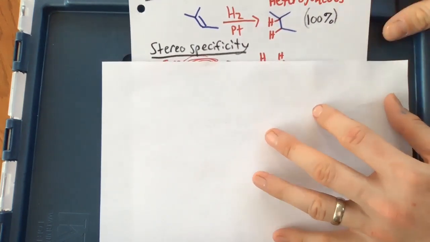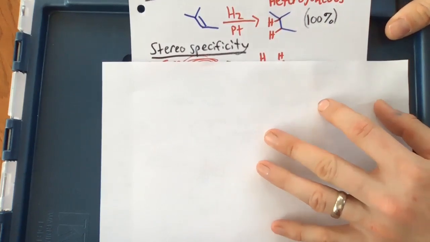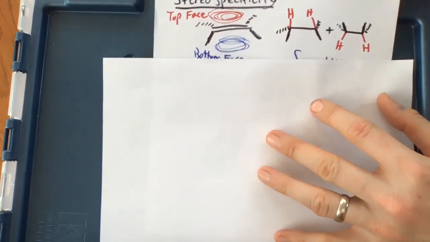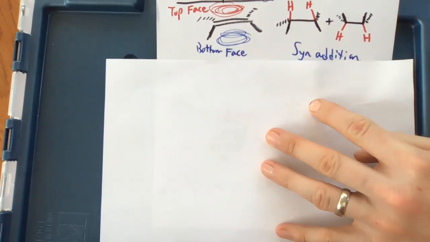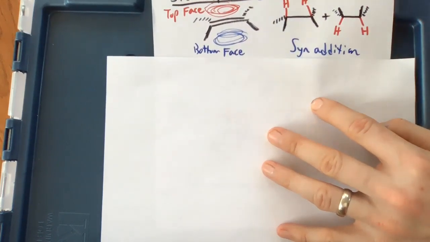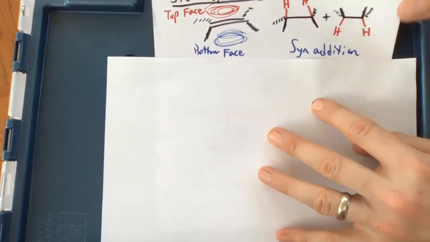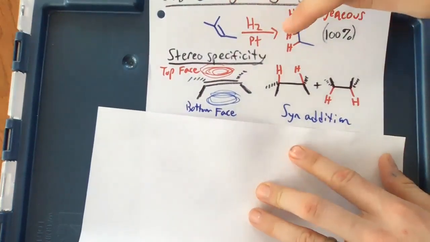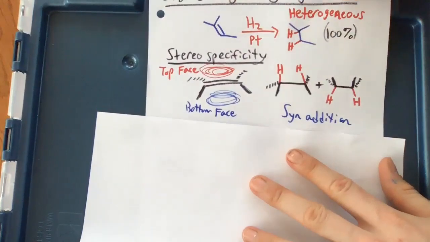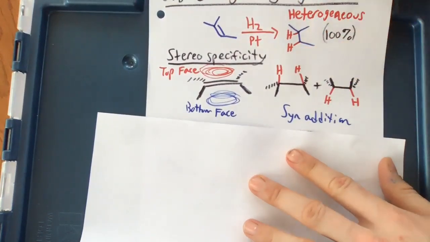And there's stereospecificity here in the catalytic hydrogenation using platinum because, again, there's a top face of the alkene and a bottom face of the alkene. And you have syn addition of the two hydrogens, either to the top face or the bottom face.